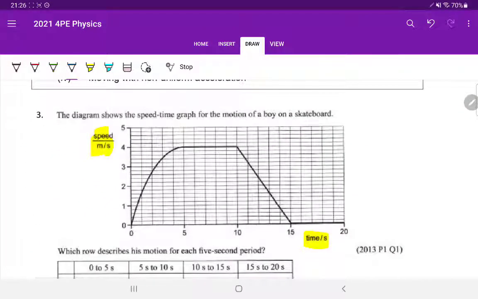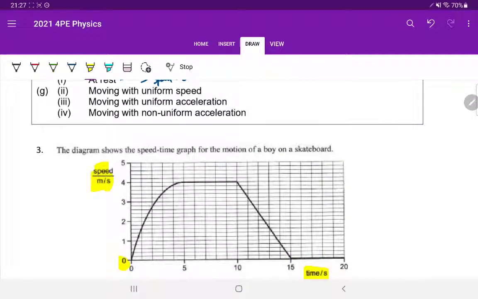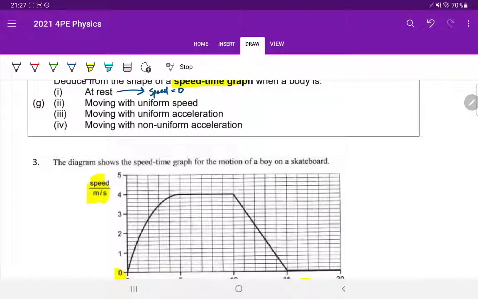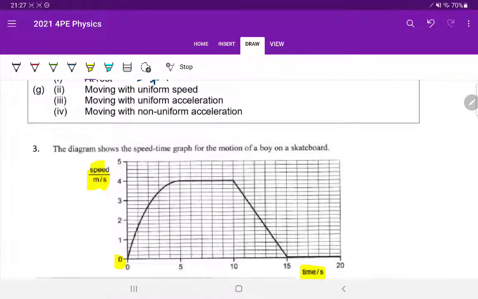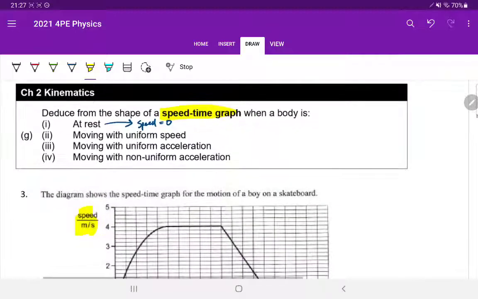So when is it at rest here? It's when the speed is 0, so I guess it starts at rest, right? And the next time it's at rest is here. This region here is at rest, because the speed is 0. You have to be very clear of what the axis is and what you're trying to read. When you read a speed time graph, you're reading the speed directly off the axis.